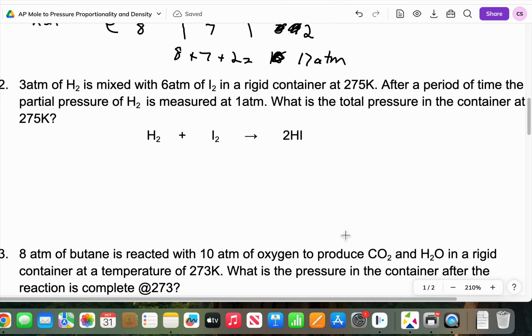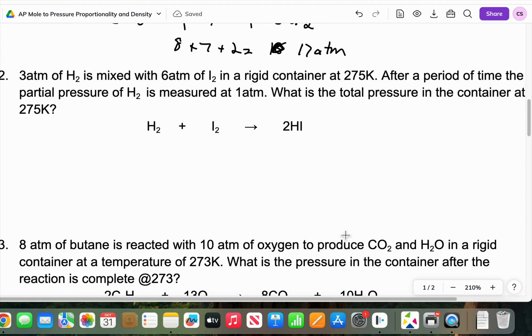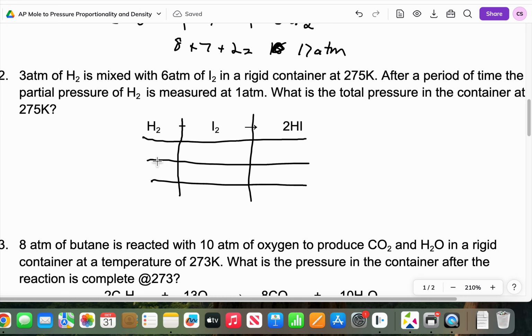Okay, down here, let's do another one here. Now this thing I just showed you is useful. You'll see when we do some AP multiple choice problems. Sometimes they give you some things, and you can use this method to figure it out pretty easily. All right, 3 atmospheres of H2 is mixed with 6 atmospheres of I2. And we're going to say that this is 0. After a period of time, the partial pressure of H2, well, let's figure this out.